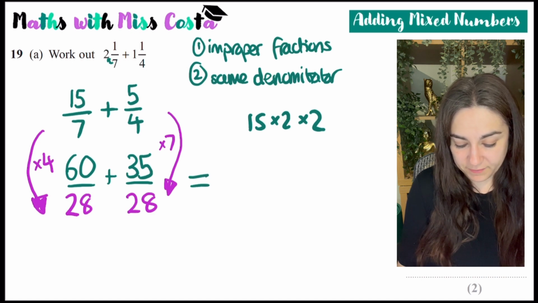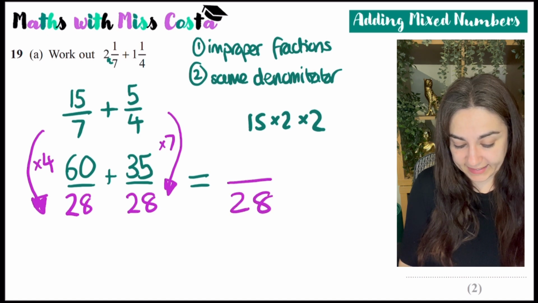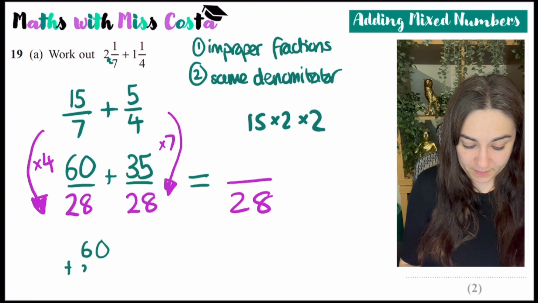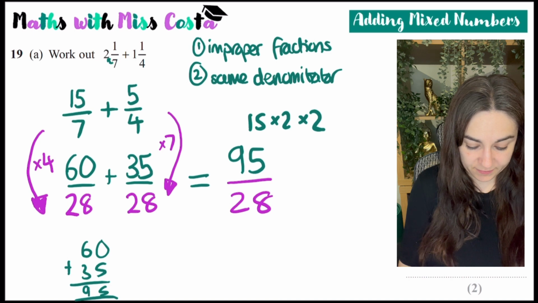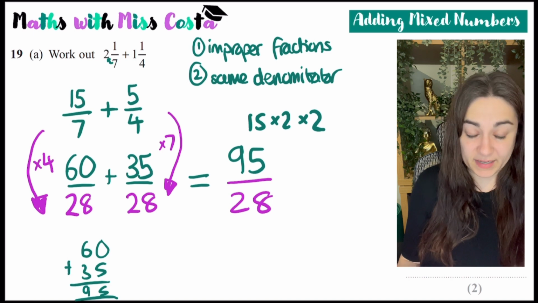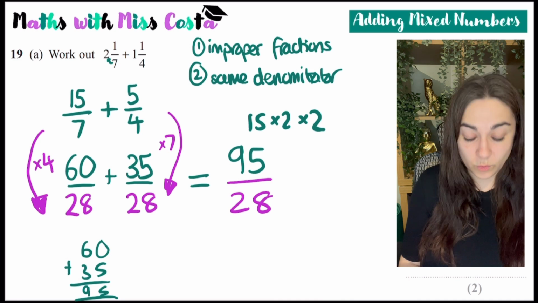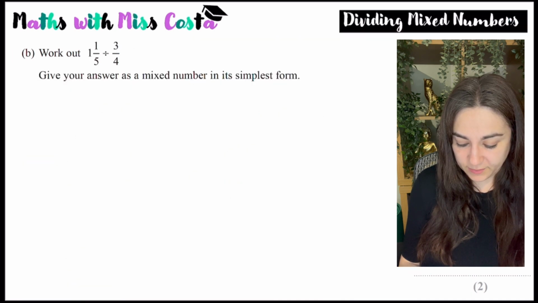And now that they both have the same denominator, I can just add them. So the denominator stays the same. It's just the numerators that I'm adding. And you've got 60 plus 35, which is going to give you 95. So that's just 95 out of 28. It doesn't actually tell you to simplify it. Normally it does. So you don't actually need to do anything else here.